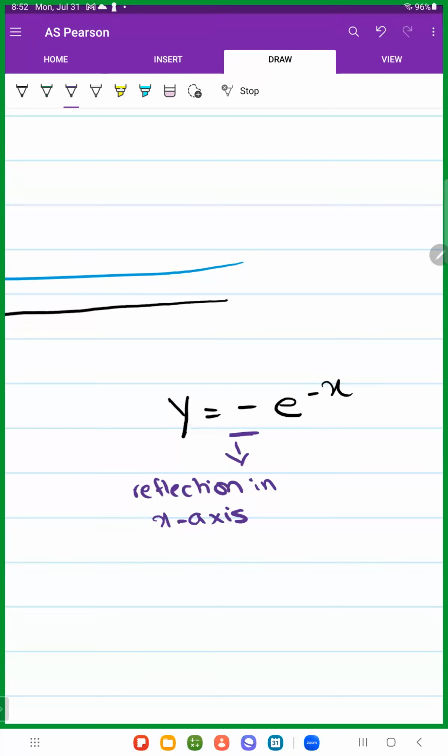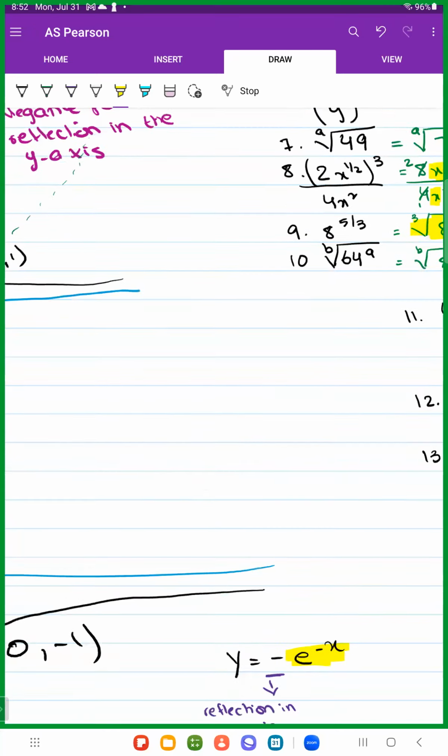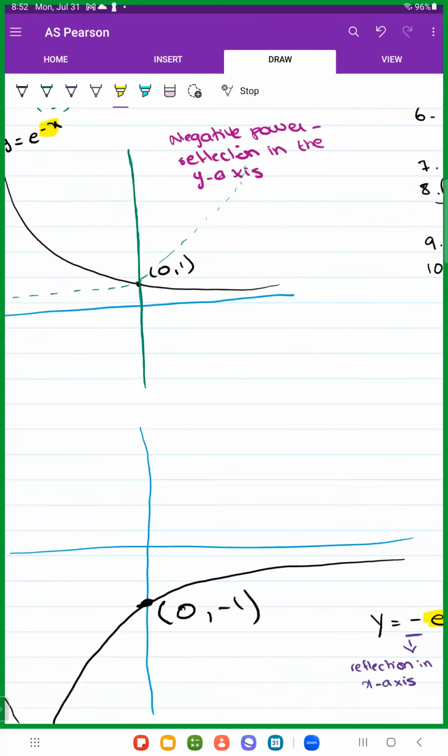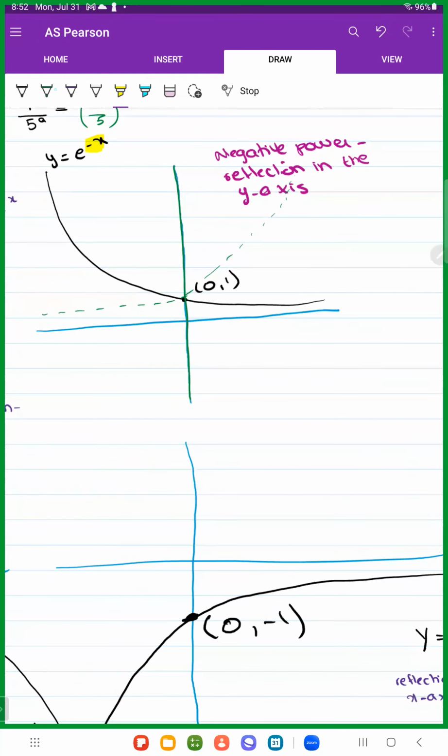Now what is it a reflection of? It's a reflection of the e to the minus x graph. It's not a reflection of e to the x, it's a reflection of e to the minus x. So where is e to the minus x? This is my e to the minus x graph. Can you see? The shape was like this. Now this is being reflected. Does it make sense?